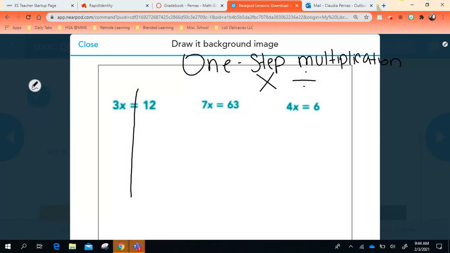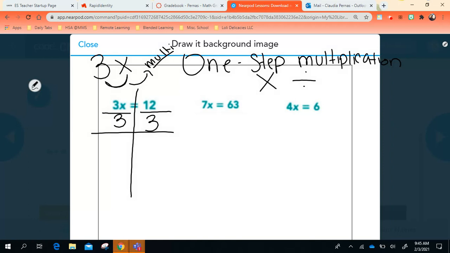When I have a number next to a variable, what does this mean is happening? It's being multiplied. So I need to do the inverse in order to get rid of it. What is the inverse of multiplication again? Division. So I'm going to divide 3x by 3. And again, whatever I do on one side, I have to do on the other side. So I'm going to divide the other side by 3.